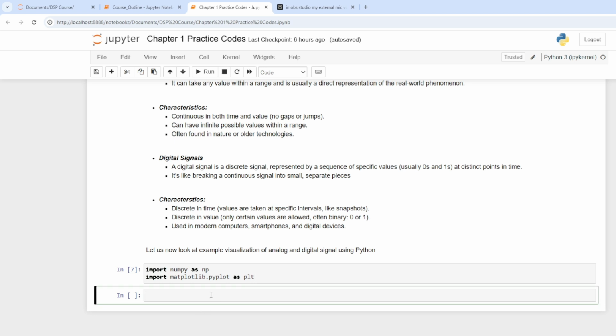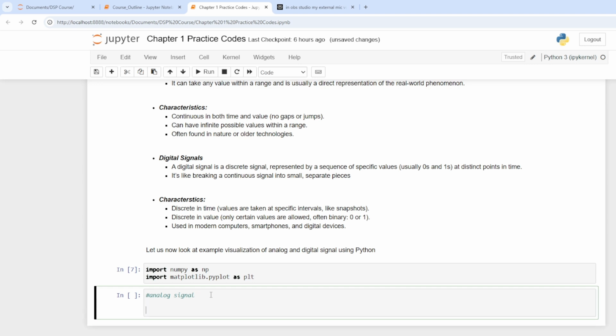So let's start with our analog signal plot or the presentation to see how these two signals basically look like. So let's call it analog signal, and for the analog signal, as we mentioned, the signal is something that varies over time, so it will have some time, and if it's a waveform, it will have a frequency as well and some kind of amplitude as well. So let's have a look at the analog signal.